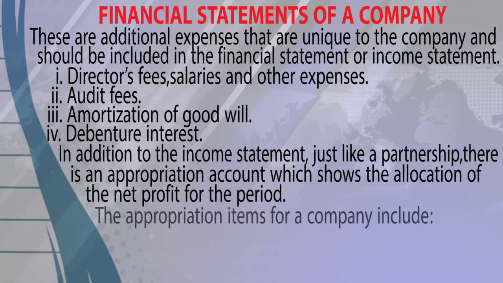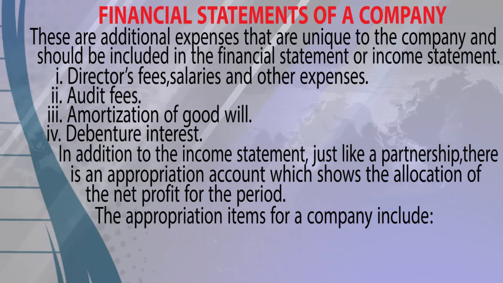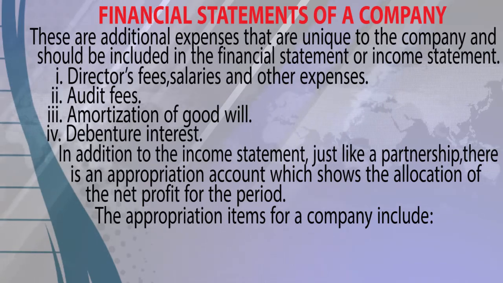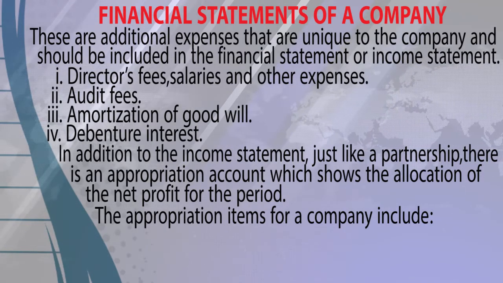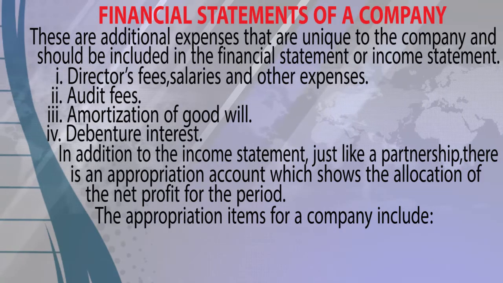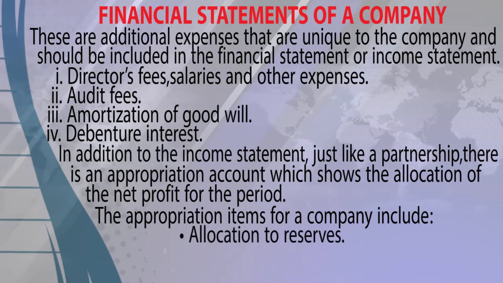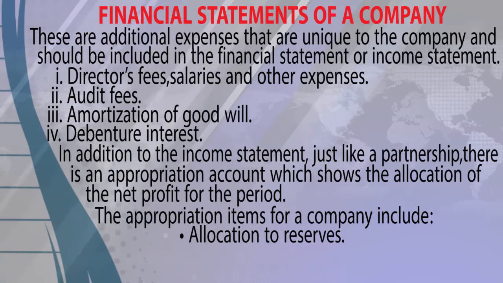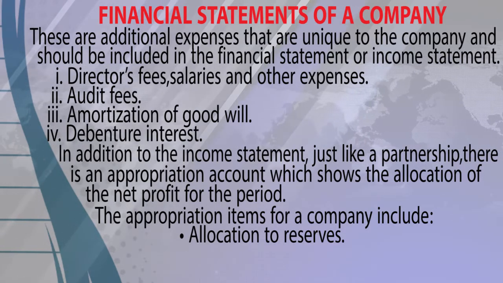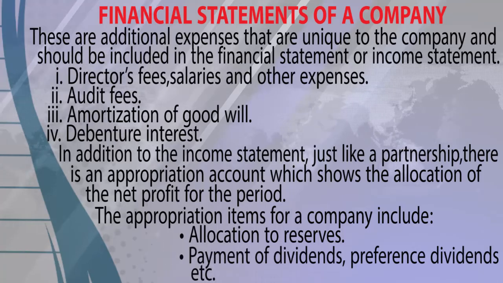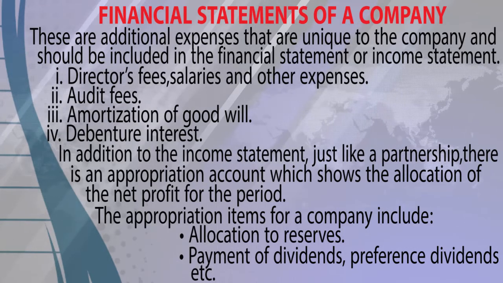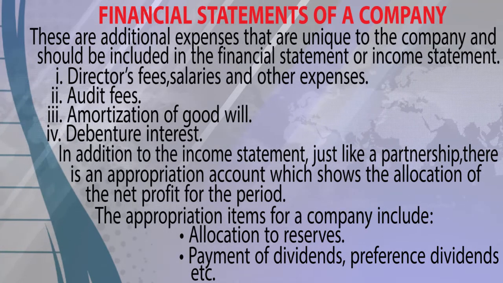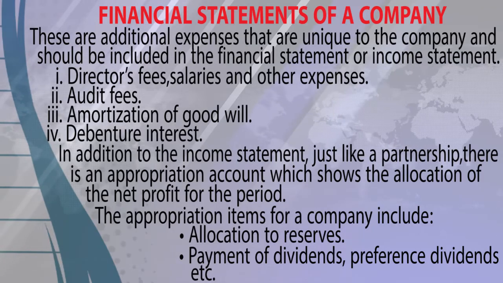So the appropriation items for a company would include allocation to reserves. It would also include the payment of dividends, the preference dividend, the ordinary dividend, and so on. So those are the two accounts.